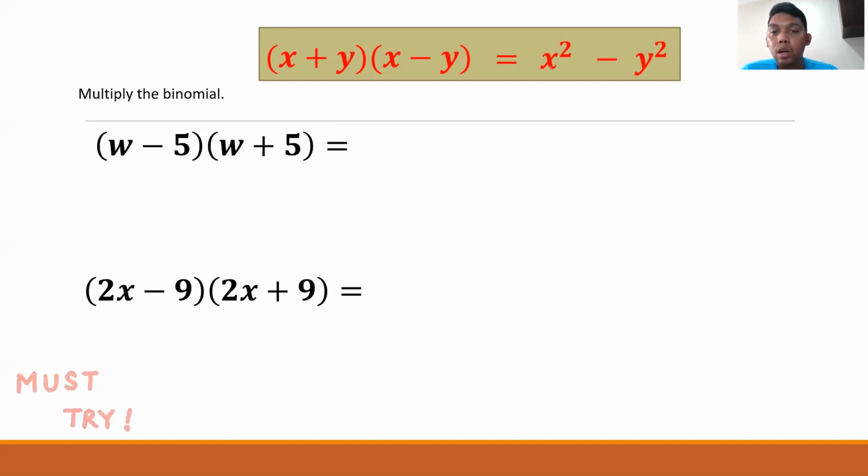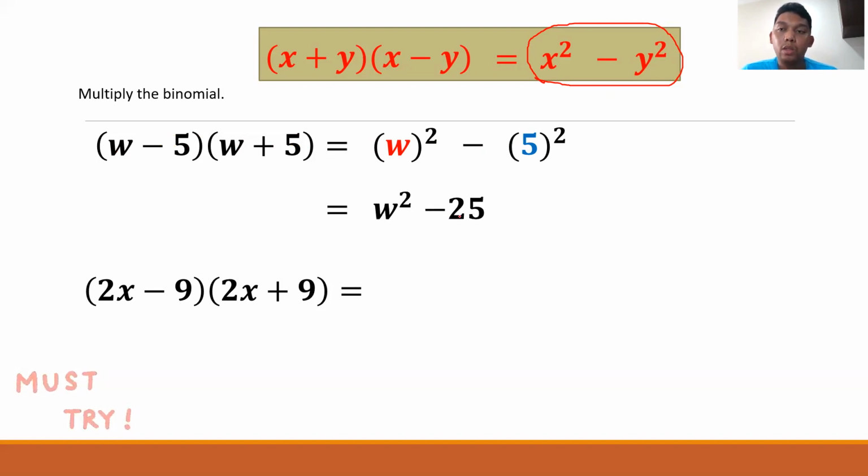Now, how are you going to identify that the given product is a difference of two squares? The first term is a perfect square and is subtracted by another perfect square. So we get w as x, which I put in red, and 5 as y, in blue. We now simplify: w squared minus 25.